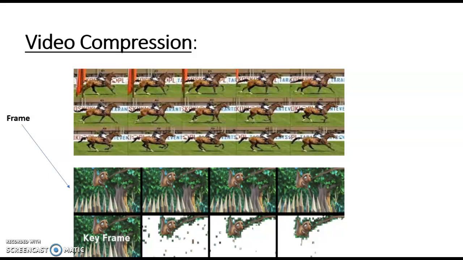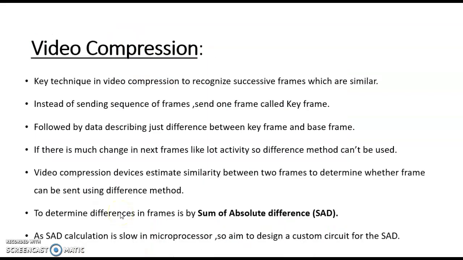If the value is less than this threshold value, then the difference can be transmitted, and if the difference is more, then they can transfer the frame itself. So our aim over here is to calculate the sum of absolute difference. That is what is written over here: in order to determine the difference in a frame, the sum of absolute difference is calculated.